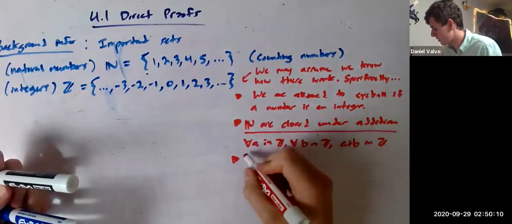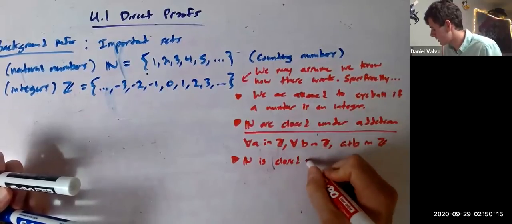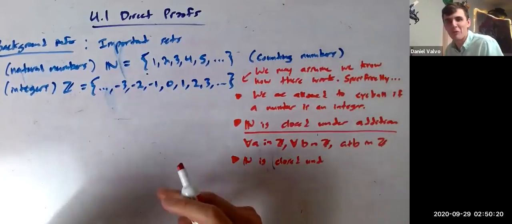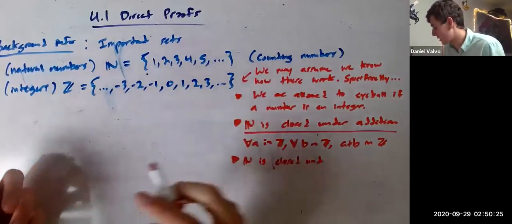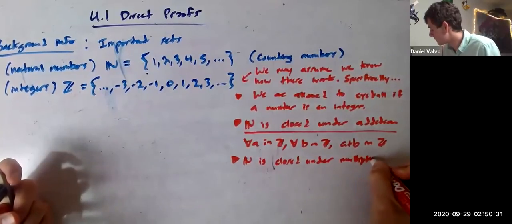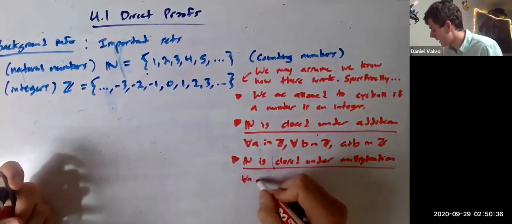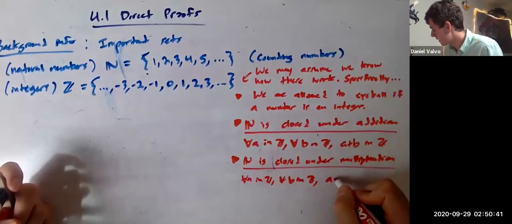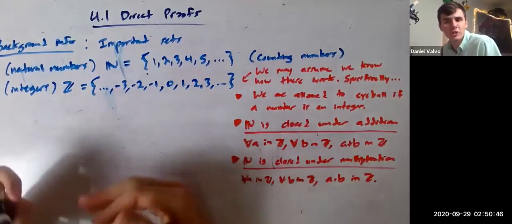Now you can also assume that Z is closed, I should say is here, because even though there's infinitely many integers, the set itself is just one thing. I'm saying the set is closed. So Z is closed under multiplication. So for all A in Z, and for all B in Z, A times B is in Z. Same concept, right? You multiply two integers, you're gonna get another integer.